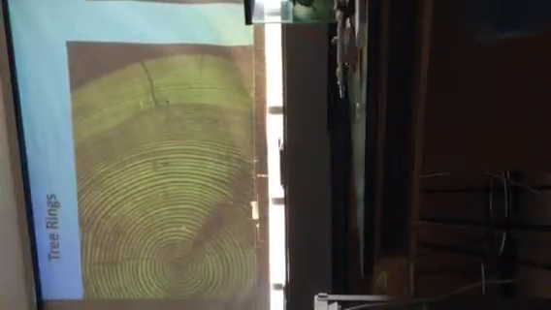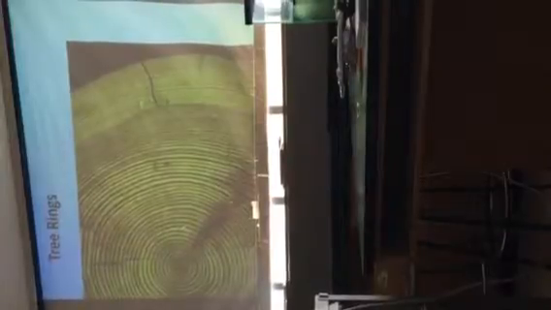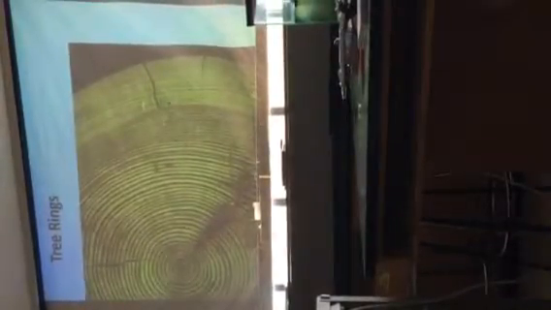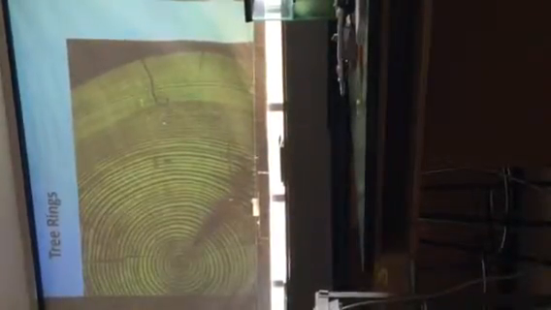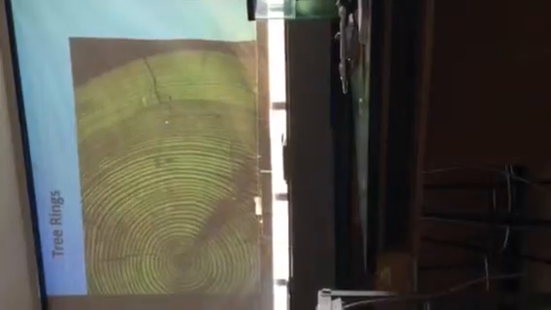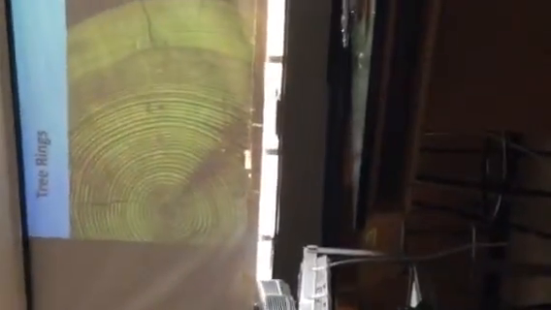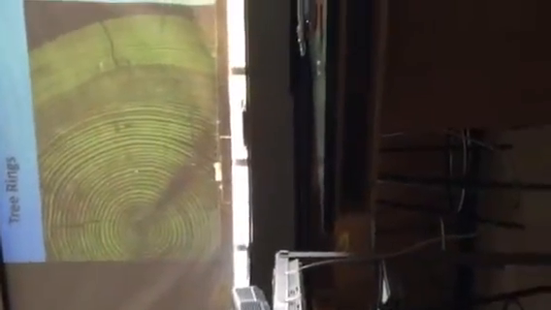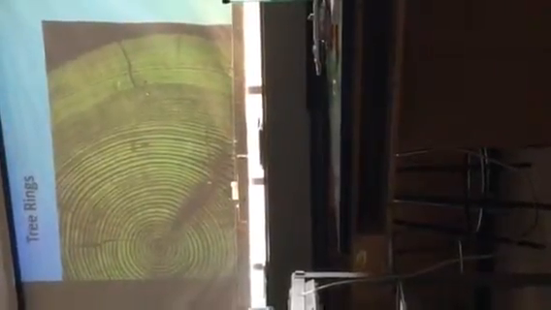It's a thicker ring, and that's evidence that this tree got lots of water that year and it grew a lot. Whereas these rings over here, see how skinny they are? So that's evidence that this tree was not getting as much water at the time, and so it wasn't able to grow each year as much, which is why those rings are so close together. So thicker rings, more water, thinner rings, less water.